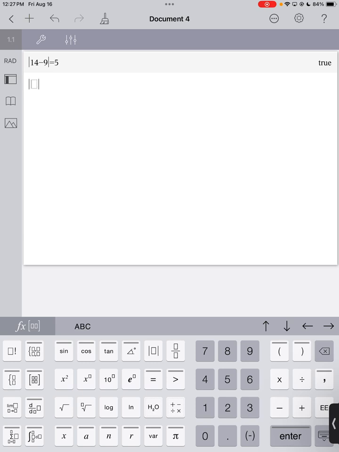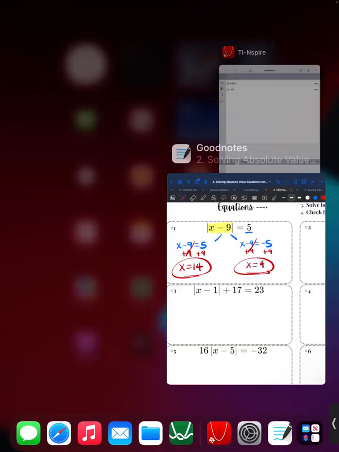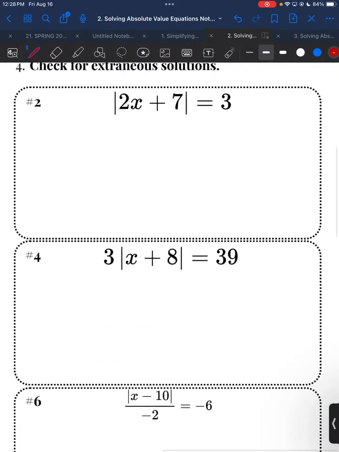Same thing, so absolute value. Now I'm going to check the 4, the other answer that we got. So 4 minus 9 is equal to 5. I also get true. And I'm just going to continue doing these.